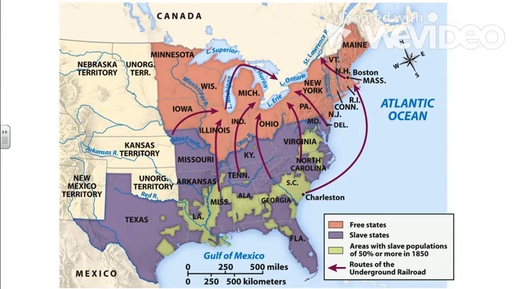So the goal was to get to Canada, obviously. And so federal judges, like Mr. Eskridge said, were given bonuses if they ruled in favor of the slaveholder against the runaway slave.